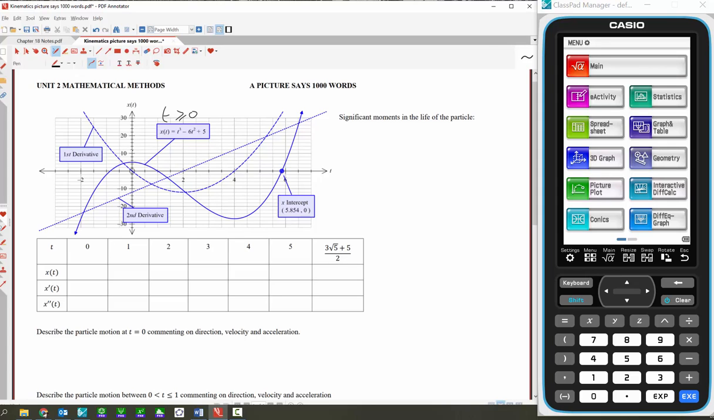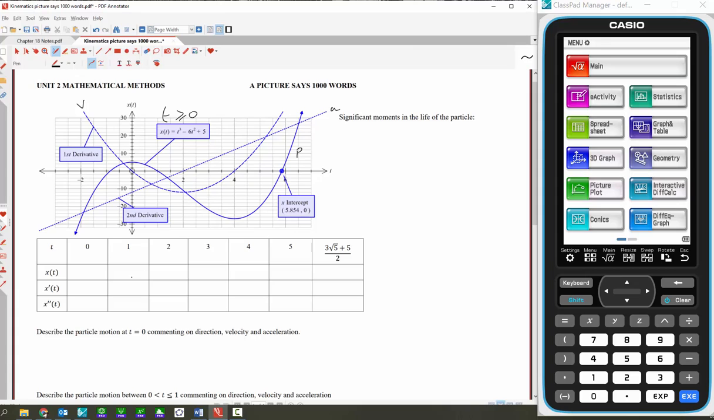Okay, on this graph as well, you can see here I've got the position function. So this graph here is x of t, like the thick line. Then we've got the first derivative, that's the velocity function. So we've got position, that's the solid one. First derivative is the velocity function, and the second derivative is the acceleration function.